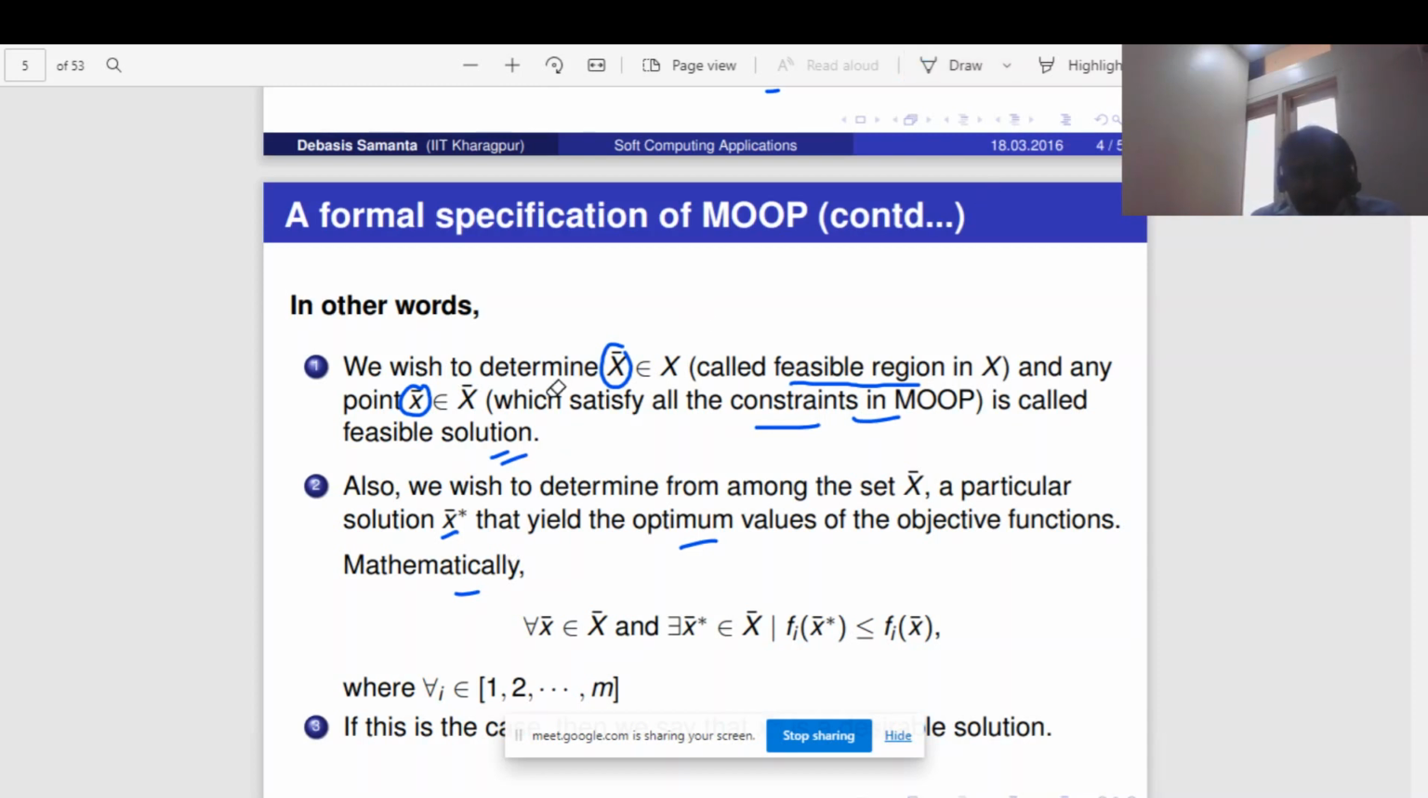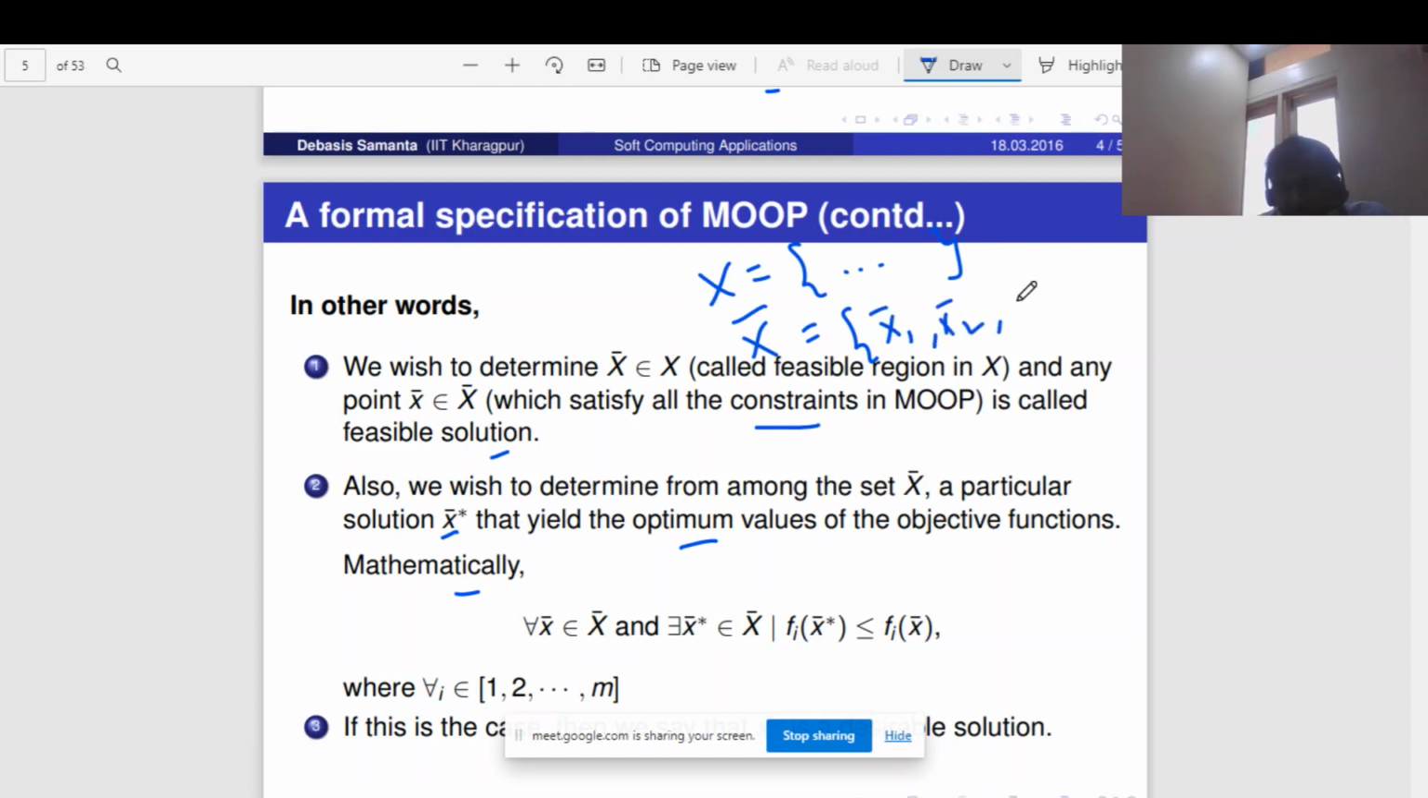Let me complete with this. Please listen carefully. Actually, x is the set of all solutions. It may be infinite. We may not be able to identify them all, or the time or the computational power may not be sufficient. From this, you identify x dash. X dash is actually a subset of x, okay. But what is x dash? X dash contains x1 dash, x2 dash, x3 dash up to xn dash.